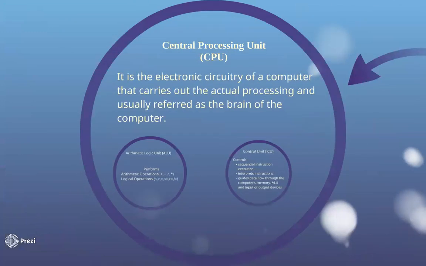CPU is the central processing unit. It is the electronic circuitry of a computer that carries out the actual processing, and is usually referred to as the brain of the computer. So the CPU is the brain of the computer, doing all the computing part.